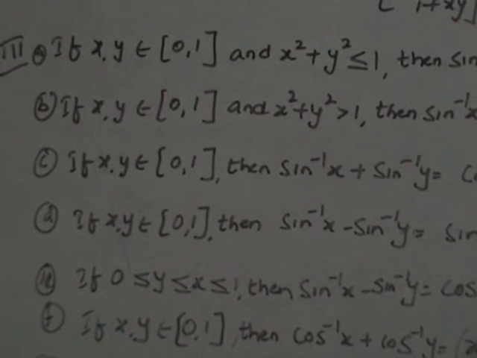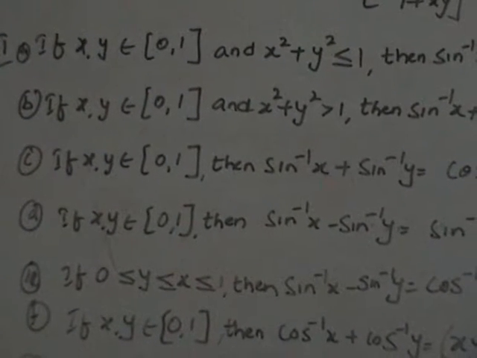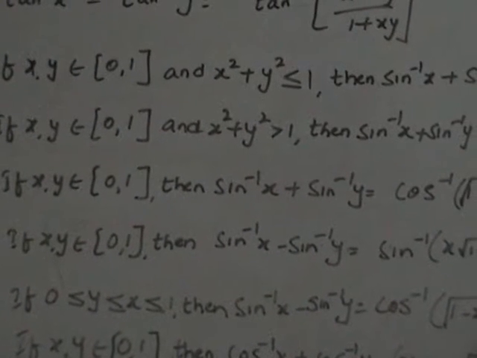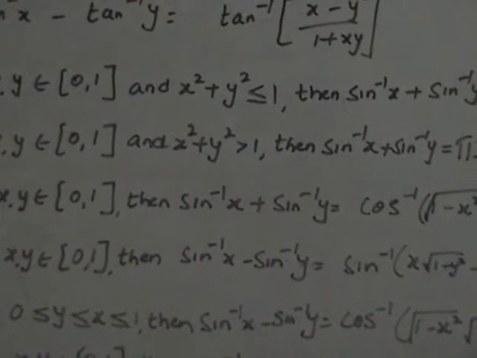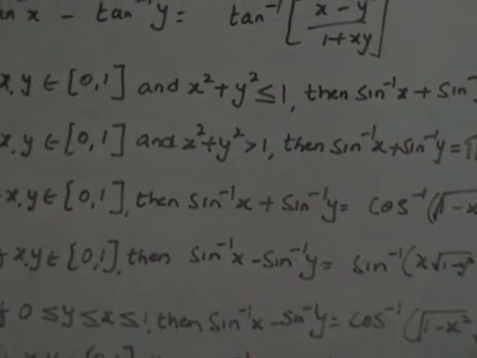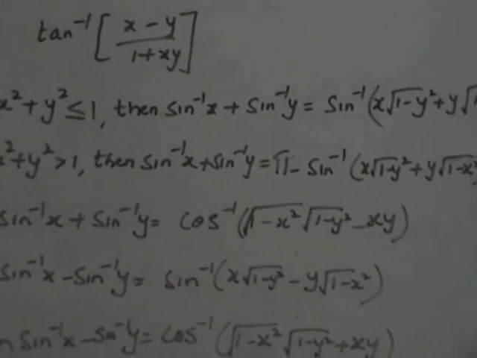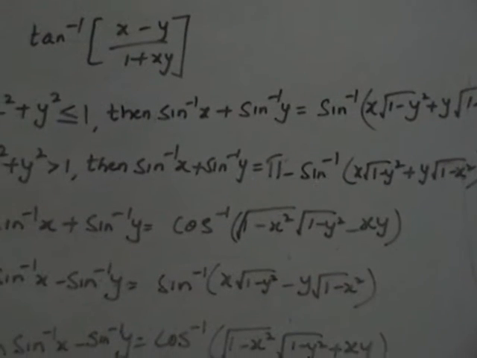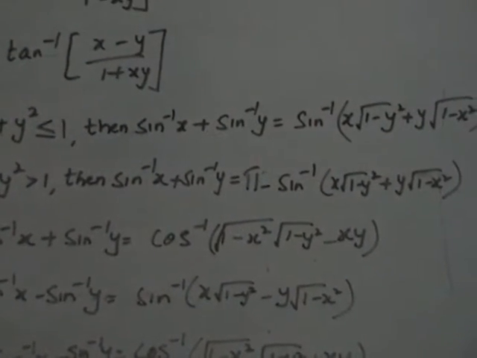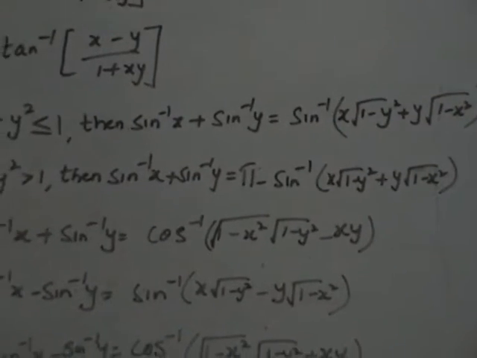If 0 is less than or equal to y less than or equal to x less than or equal to 1, then sin inverse x minus sin inverse y is cos inverse of root over 1 minus x square into root over 1 minus y square plus xy. If x and y belong to 0 and 1, then cos inverse x plus cos inverse y is cos inverse of xy minus root over 1 minus x square into root over 1 minus y square.